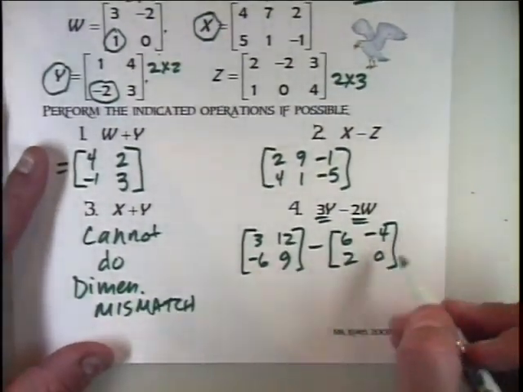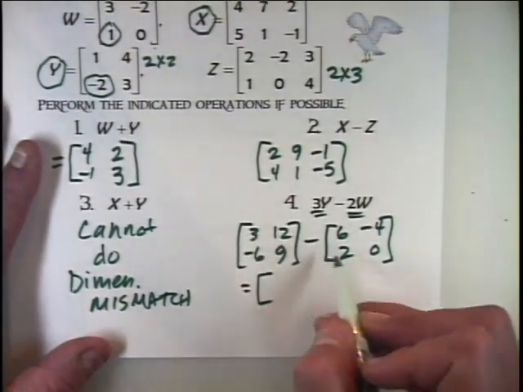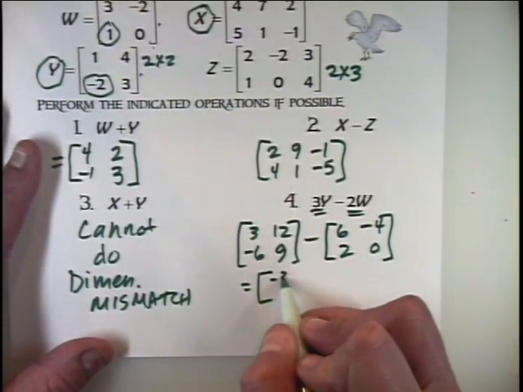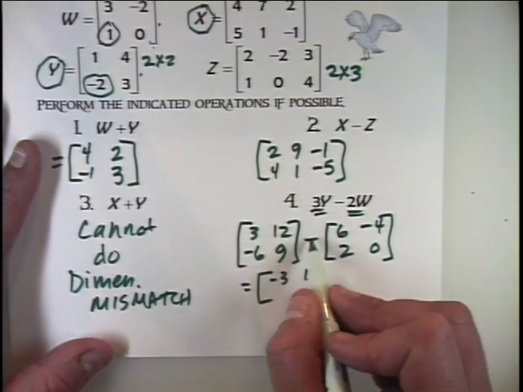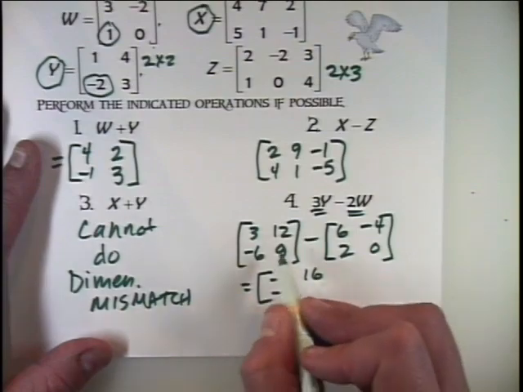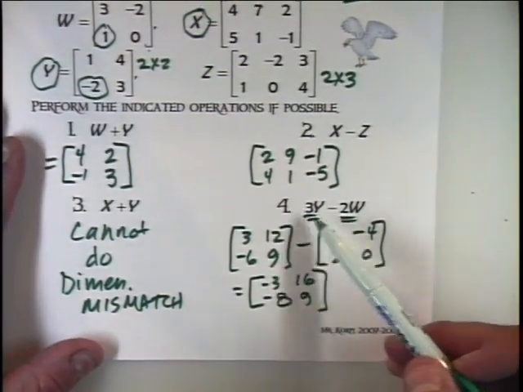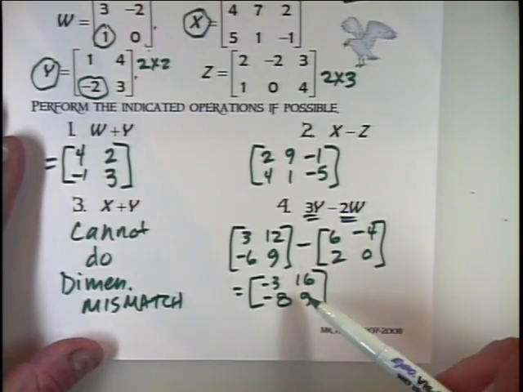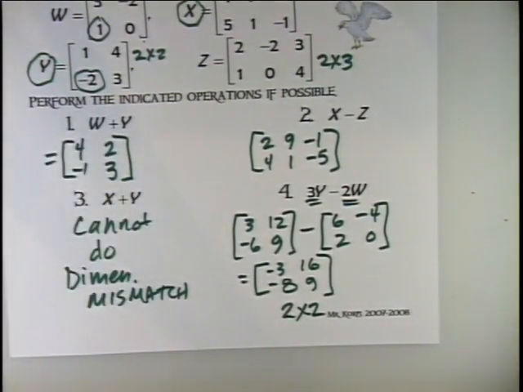Now I have two 2 by 2's, so I can subtract corresponding entries to get my final answer. 3 minus negative 6 is negative 3. 12 minus negative 4 is 16. Negative 6 minus 2 is negative 8. And 9 minus 0 is 9. And so notice if I have two 2 by 2's to start with, I'll end up with another 2 by 2 because I've just added corresponding entries.